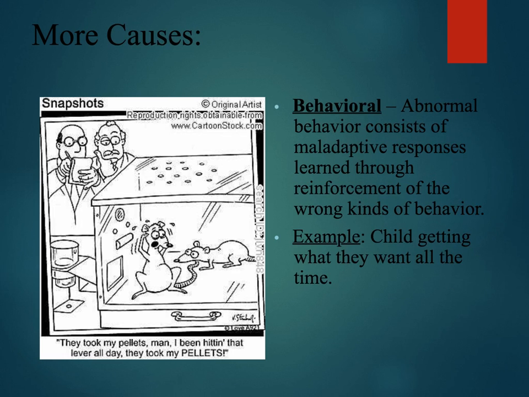According to the behaviorist approach, which again emphasizes learning, abnormal behaviors consist of maladaptive responses learned through reinforcement of the wrong kinds of behavior. So if a child goes and punches some other kid on the playground and his parent gives him a cookie later, he's probably going to continue to demonstrate adverse behavior. Or if you give the child what they want all the time, the child's not going to be disciplined, and that's going to develop adverse behavior as an adult.